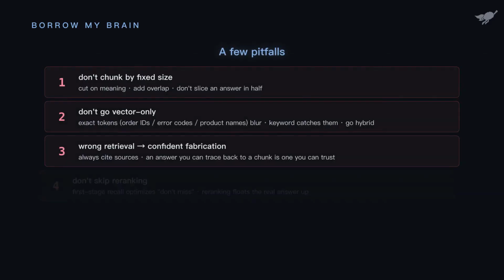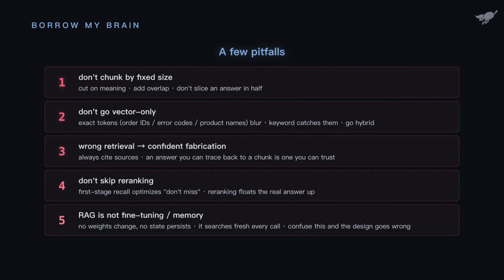Before we wrap, 5 traps. 1. Don't chunk by brute fixed length. Cut on semantic boundaries, leave overlap, and don't slice your answer in half. 2. Don't go vector only. Precise tokens, order numbers, error codes, product names, vectors smear them, so you need keyword search to back you up. Hybrid retrieval. 3. Retrieve wrong, and the model will confidently make things up.